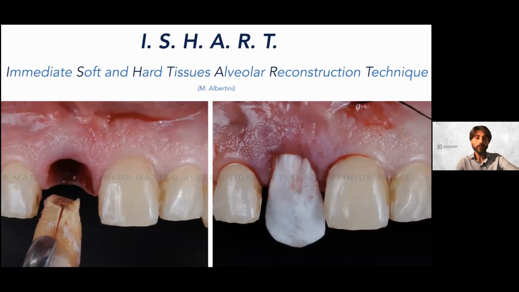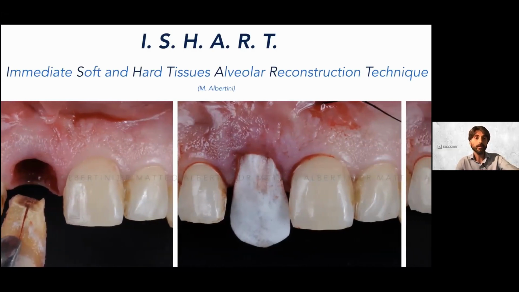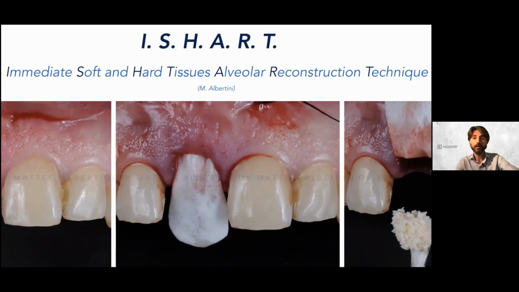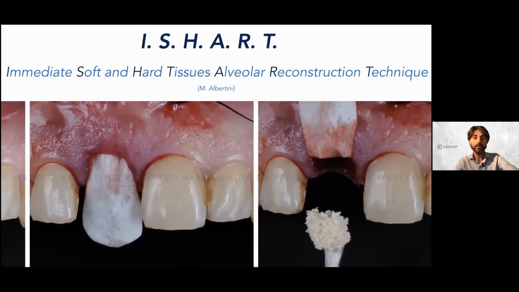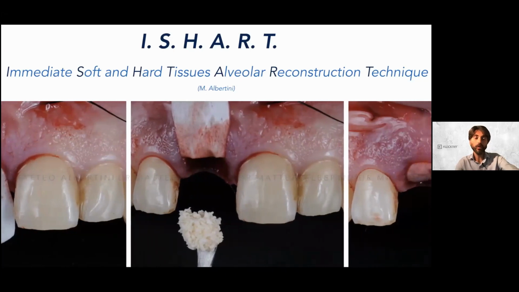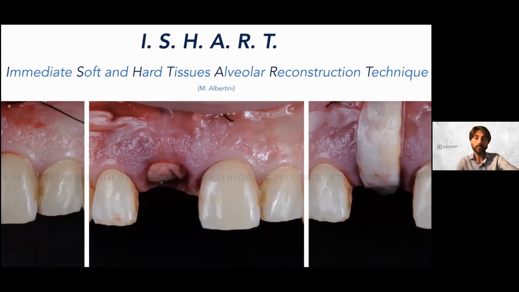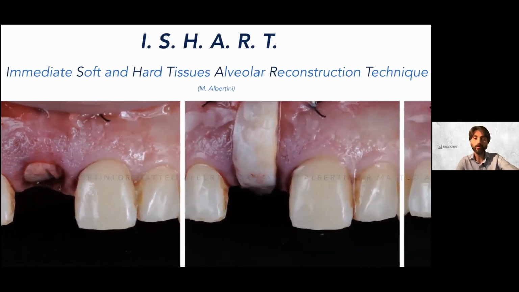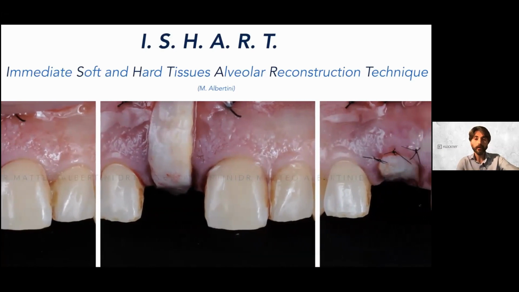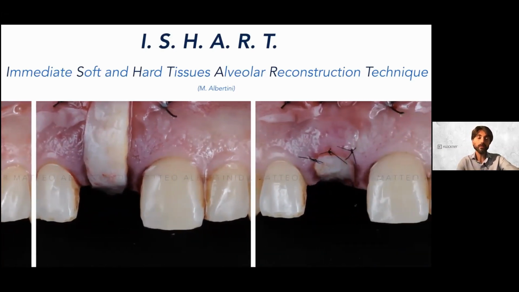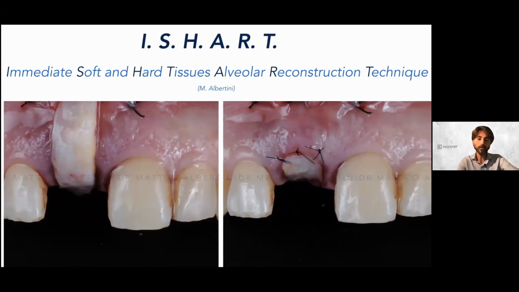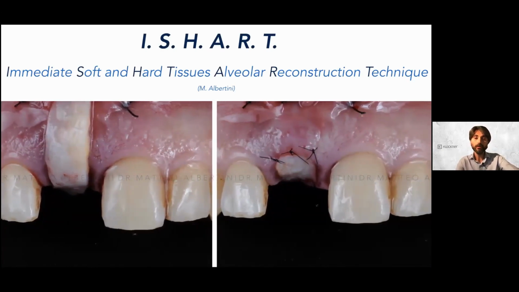I want to introduce you this protocol. This is an immediate soft and hard tissue alveolar reconstruction technique in which we position a membrane without raising a flap. Then we fill the space between the bone and the membrane with the biomaterial. And then finally, we insert a soft tissue graft to stabilize the wound, to close hermetically the crucial part of the socket, and to increase the soft tissues.